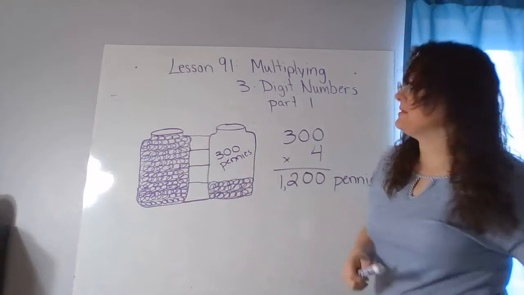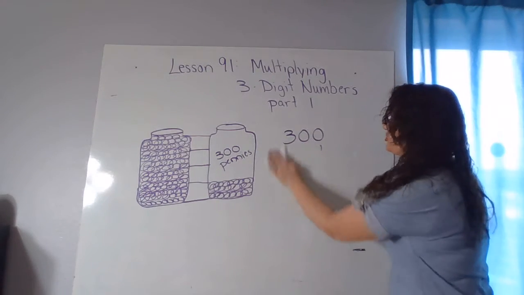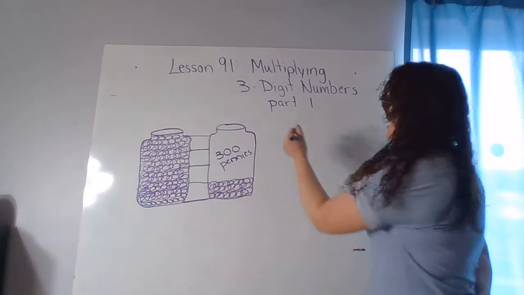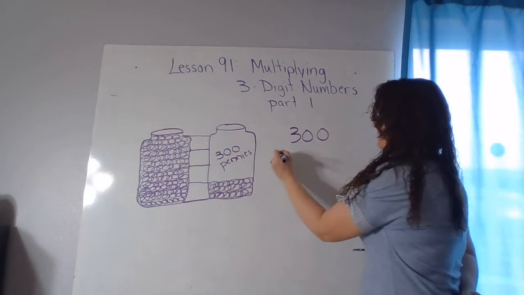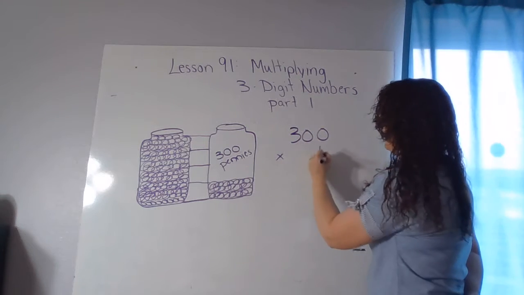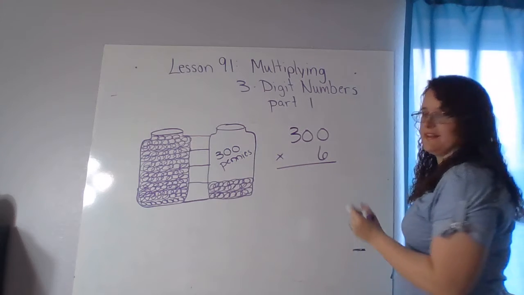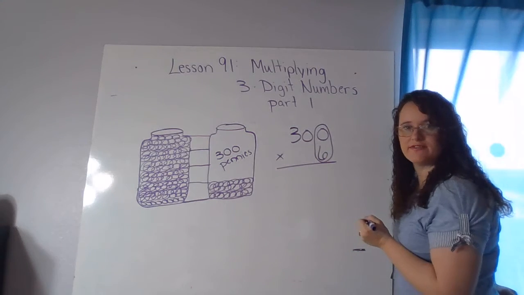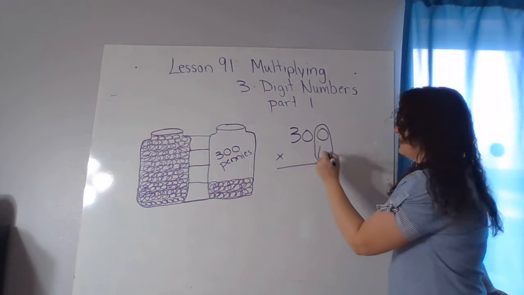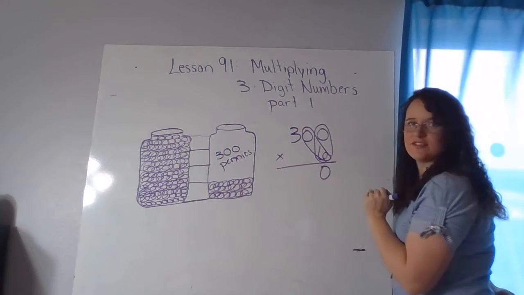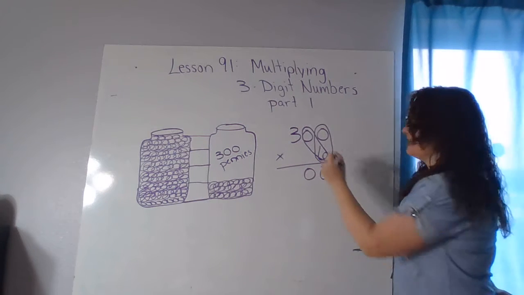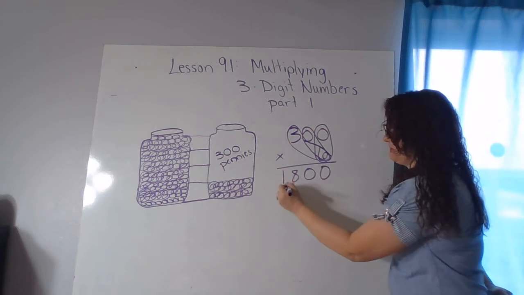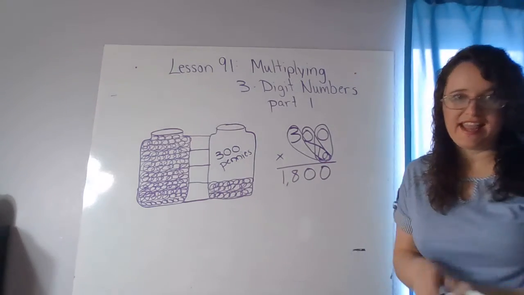Okay, let's get a little bit more practice with this multiplying and then we're going to go back to the jar problem. So in this example, they want us to find the product of 300 times 6. So once again, usually here's what I do. I draw circles. I want to multiply my ones first, so 0 times 6. Then I want to multiply my tens, so 0 times 6 again. Then I want to multiply my hundreds, so 3 times 6 gives me 18. So now I have 1,800.